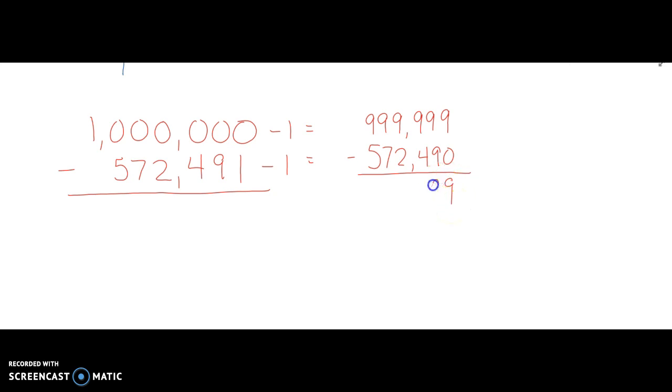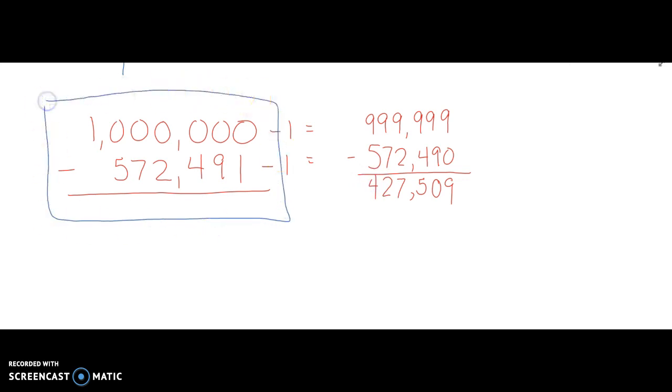9 minus 9 is 0. 9 minus 4 is 5. Oh, this is so simple. 9 minus 2 is 7. 9 minus 7 is 2. And 9 minus 5 is 4. Are you interested in checking to see if it works? Let's subtract these numbers here that we started with.